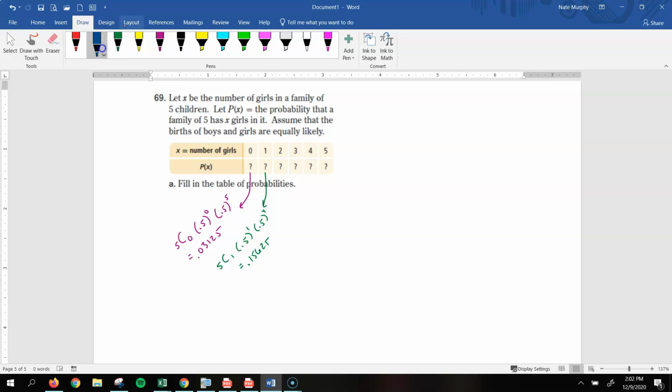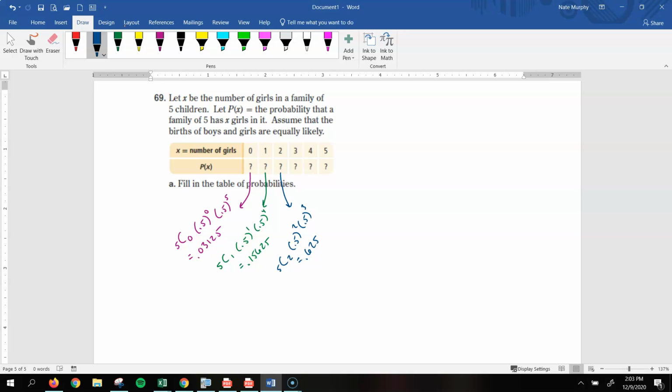And I'll just do the next one here. You can see the pattern. So the next one, this would be having 2 girls. So 5 choose 2. Then we'd have 0.5 to the second power, and then 0.5 to the third power. Because again, those exponents need to add up to be 5 children. So 3 plus 2 would be 5. But when you type that on your calculator, you end up getting 0.625 as your answer for that one. So you would just keep going all the way down, continuing that same pattern.